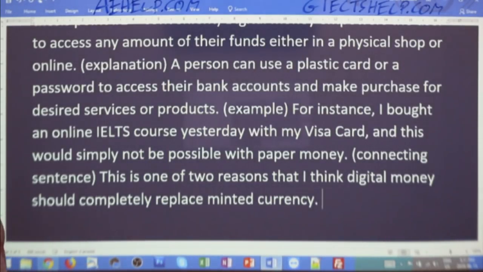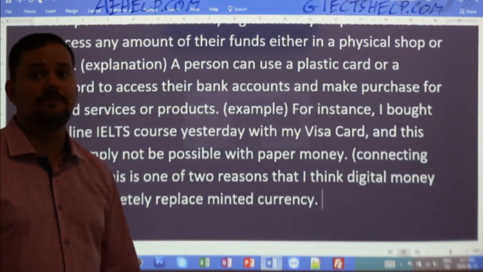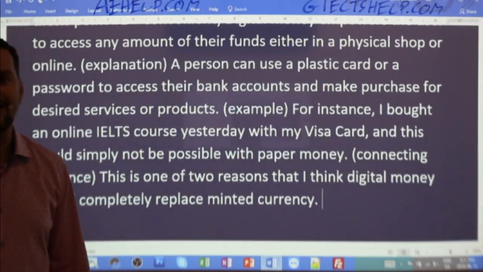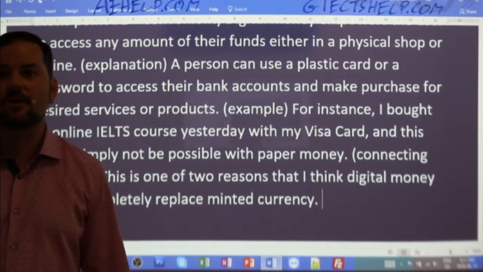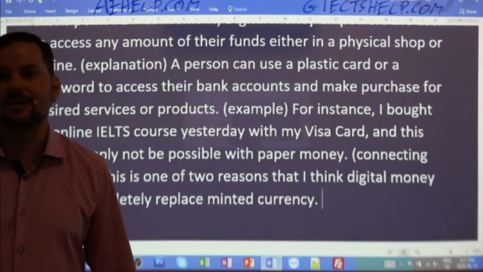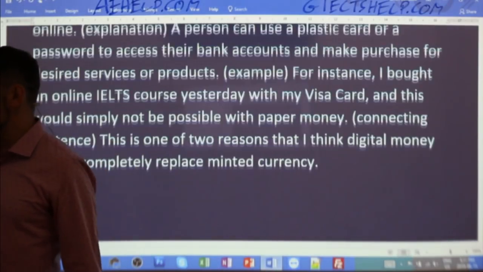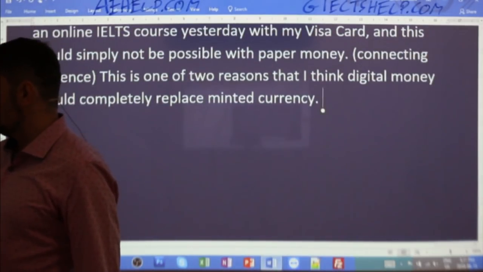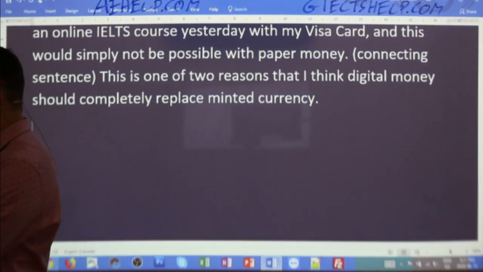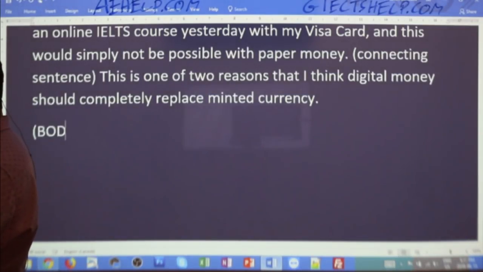Yeah, Bitcoin, Navaraj, is a type of digital currency. Absolutely. Bitcoin is digital currency as well. It's a cryptocurrency, and it's purely digital, right? It's a type of digital currency. Okay, and then I go into my body paragraph 2, which is to do with safety.